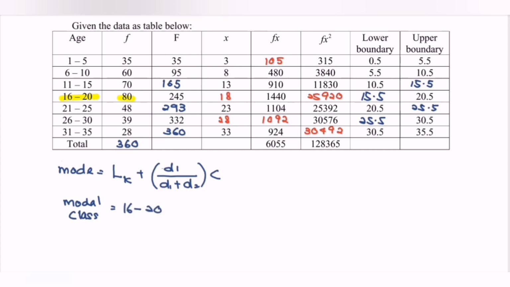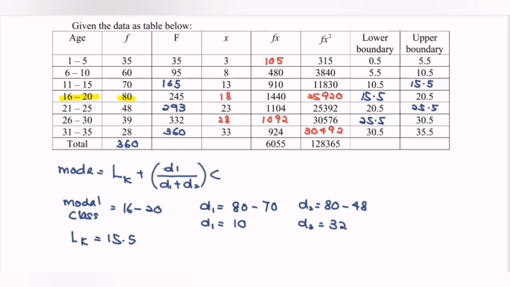From here, the lower boundary, which is L K, is equal to 15.5. Next, we find the value of D1, the difference from the previous class. So 80 for the modal class minus the previous class, which is 70. So D1 is equal to 10. Next is to find D2, the difference from the next class. So 80 for the modal class minus the next class, which is 48. So D2 is equal to 32. Next, we find C, the class size, by referring to the boundaries: 20.5 minus the lower boundary 15.5. So the class size is equal to 5.